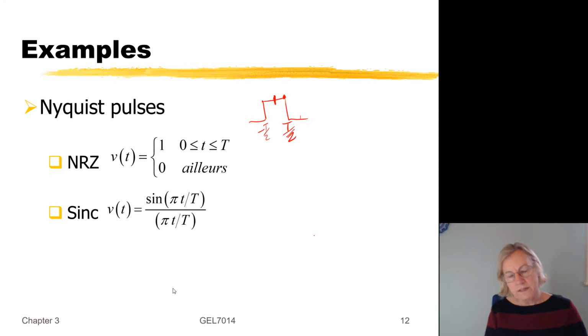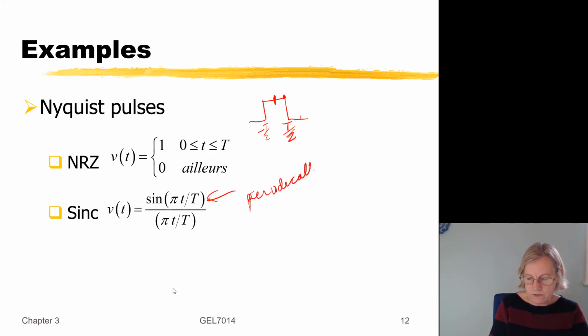Another Nyquist pulse is known as the sinc function. The sinc function has in the numerator a sinusoid, and the sinusoid is periodic. The sine function goes through 0 periodically, and so we can arrange for this to happen at the sampling point. So this easily meets the requirements. It periodically passes through 0.